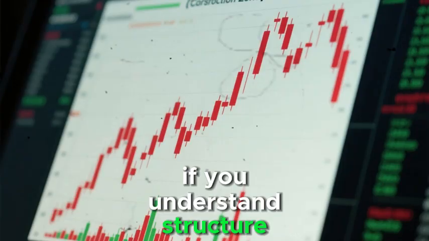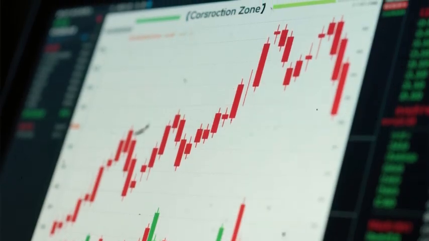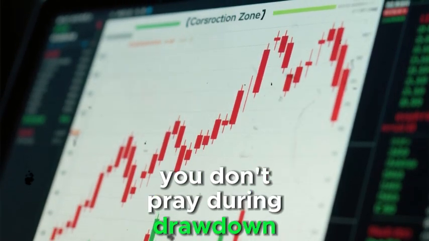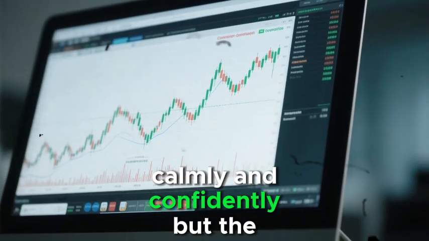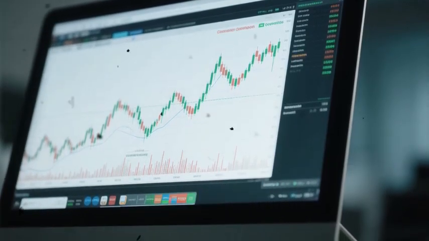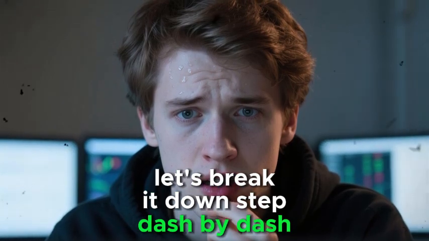If you understand structure, you don't chase moves. You don't guess. You don't pray during drawdown. You simply read price like a map, calmly and confidently. But the question is, what is structure? Let's break it down, step by step.